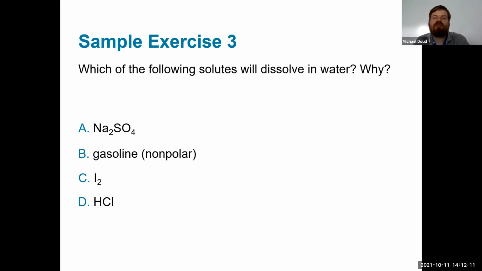Which of the following solutes will dissolve in water and why? Is it A, sodium sulfate, gasoline, B, which is, I'm telling you, nonpolar, and then iodine, and then finally hydrogen chloride, hydrochloric acid. Guess which of these will dissolve in water? And it can be more than one. So go ahead, pause the video, try to think it through, which one's going to be polar and which one's nonpolar. And then when we come back, we will go over the answers. So go ahead, pause the video.